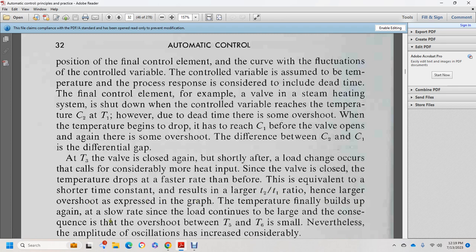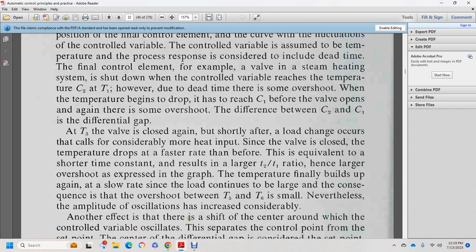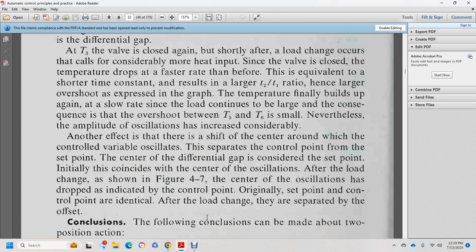Temperature finally builds up again at a slow rate, with the load continuing to be large. As a consequence of the overshoot, times 5 and 6 are small. Nevertheless, the amplitude of the oscillation has increased considerably. Another effect of the shift of the time is that the control variable oscillates, separating the control point from the set point in terms of the differential gap.